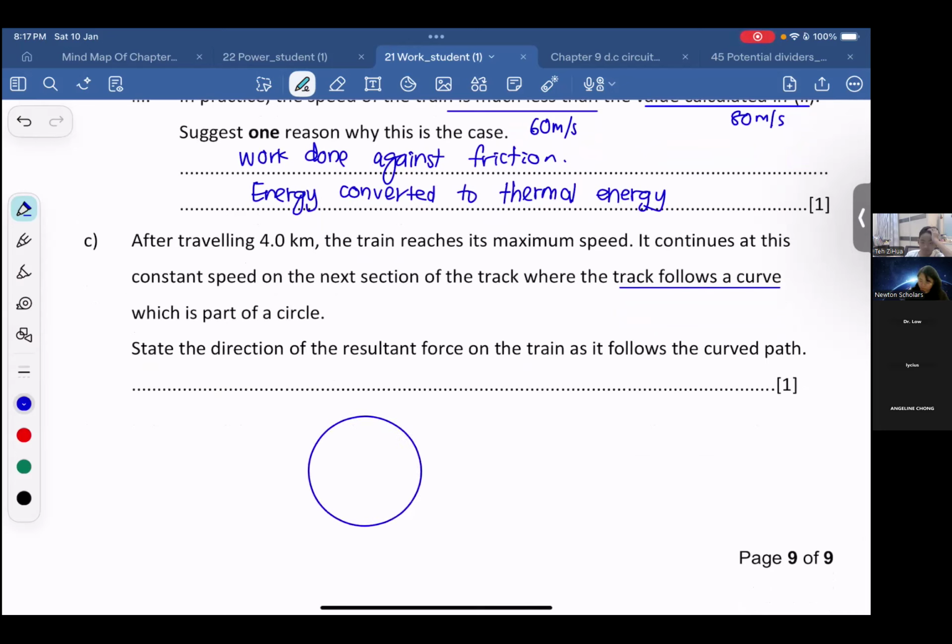Moving in a curved path. Okay, where is the direction of resultant force? Actually, this concept is in the previous chapter that we learned. This knowledge is about what?